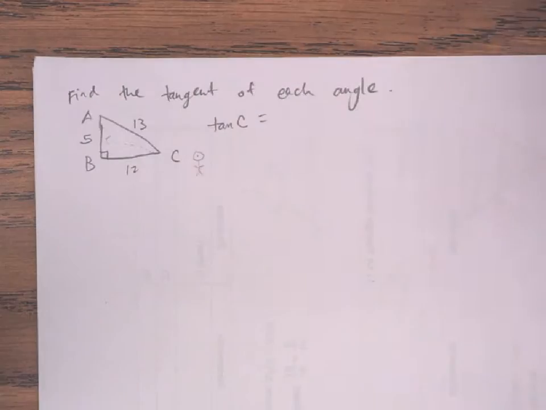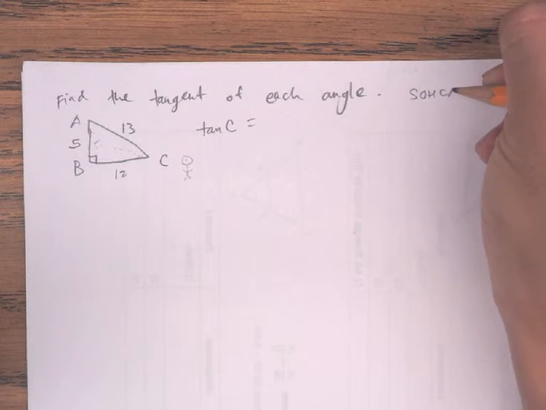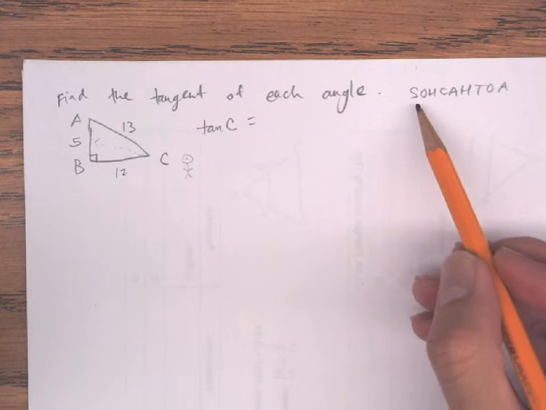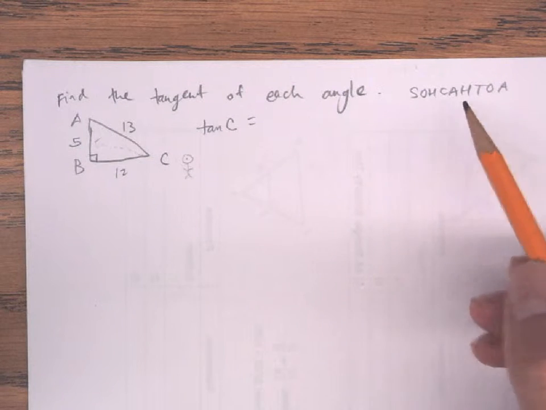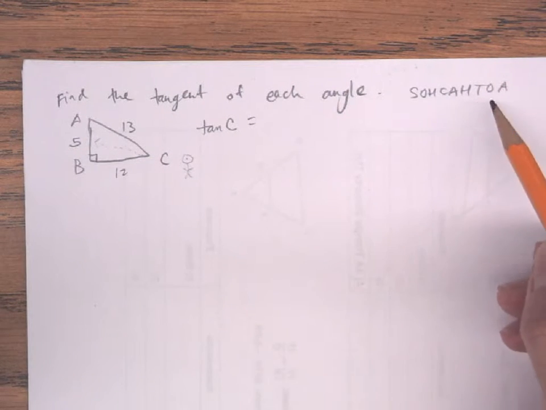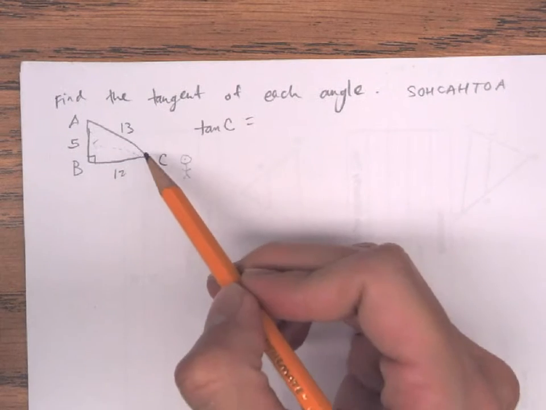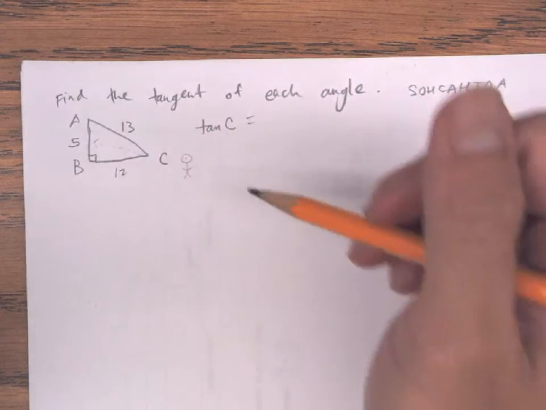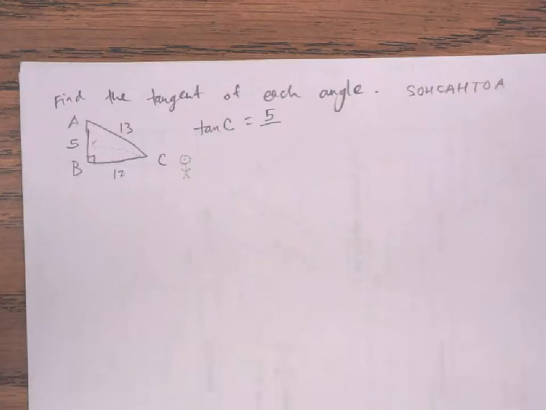So the tangent of C in this case, if you guys remember the acronym, is SOH CAH TOA. SO refers to the sine ratio, the CA represents the cosine ratio, and the TOA represents the tangent ratio. So the tangent of C is going to be equal to the side that is opposite, and the side that is opposite of angle C is going to be 5.